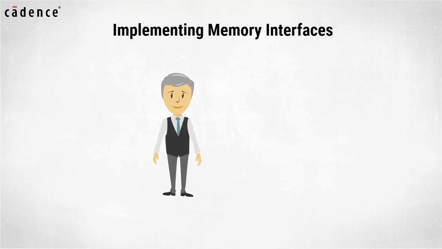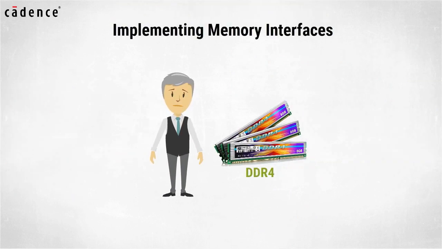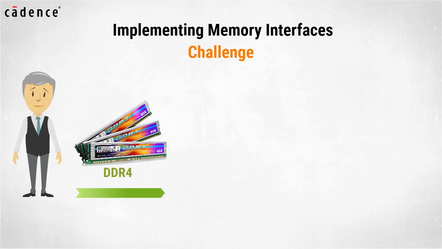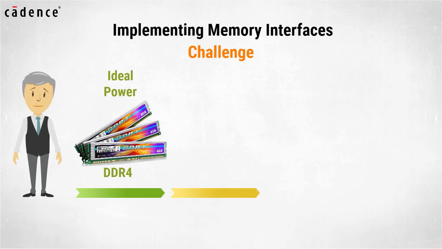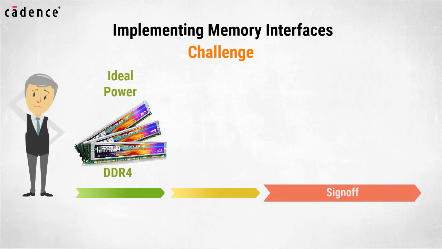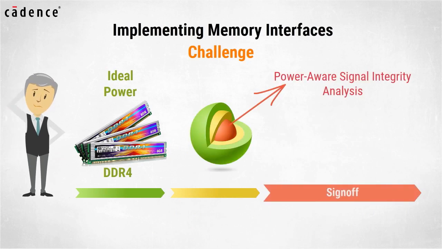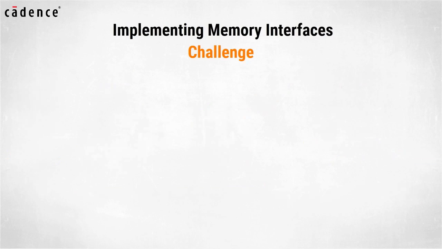Successfully implementing memory interfaces, such as DDR4, is one of the most challenging tasks faced by SI engineers. Early in the design process, memory interfaces are typically analyzed using ideal power so that first-order signal integrity and crosstalk problems can be assessed and corrected. However, significant challenges are faced by SI engineers during the sign-off stage when power-aware signal integrity analysis is performed to assess the effect of simultaneous switching noise, or SSN.